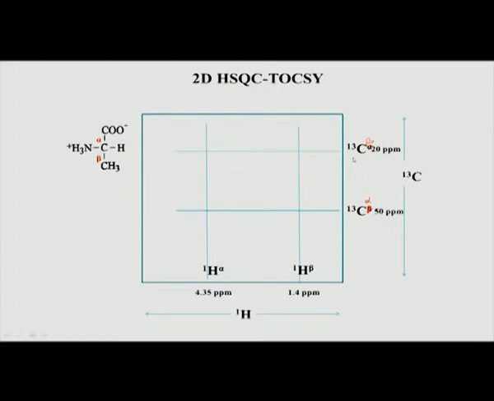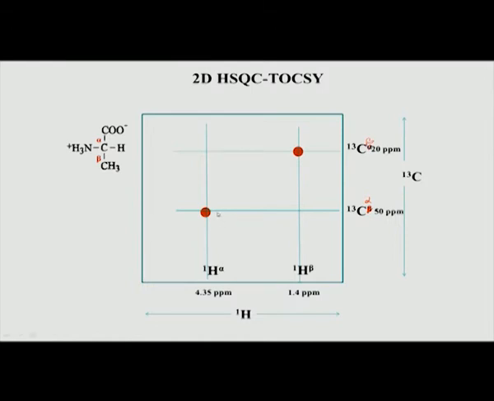So, now what happens in HSQC TOCSY? Let us understand the peak pattern. First, let us see the HSQC peak. For alanine, where do you expect the HSQC peaks to come? You expect the HSQC peak to come at this position, this cross here, because carbon beta is correlated to proton beta. Similarly, carbon alpha is correlated to proton alpha. This is a standard HSQC peak.